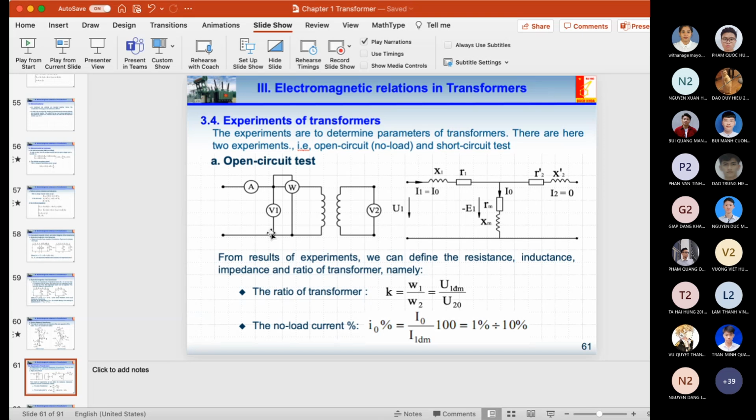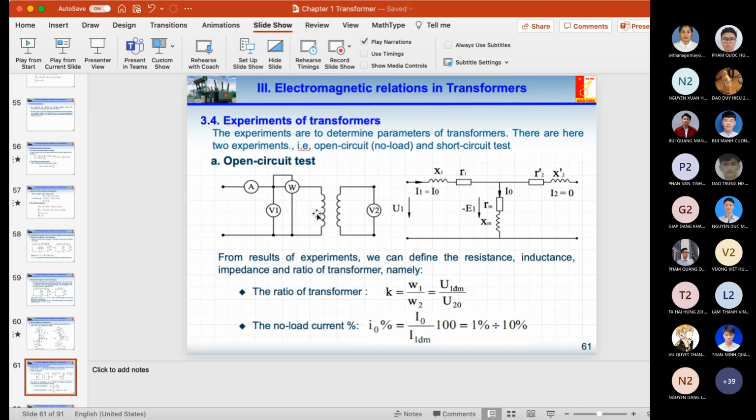Normally the voltage transformer is used for high voltage levels, from 22 kilovolt to 500 kilovolt. Because in the laboratory we are using a low voltage system, you can measure directly. And how about the wattmeter?